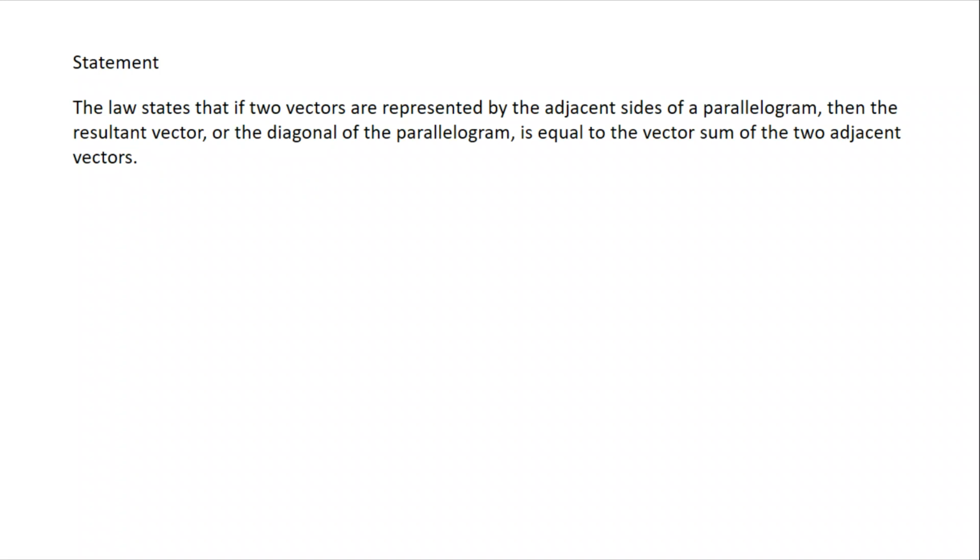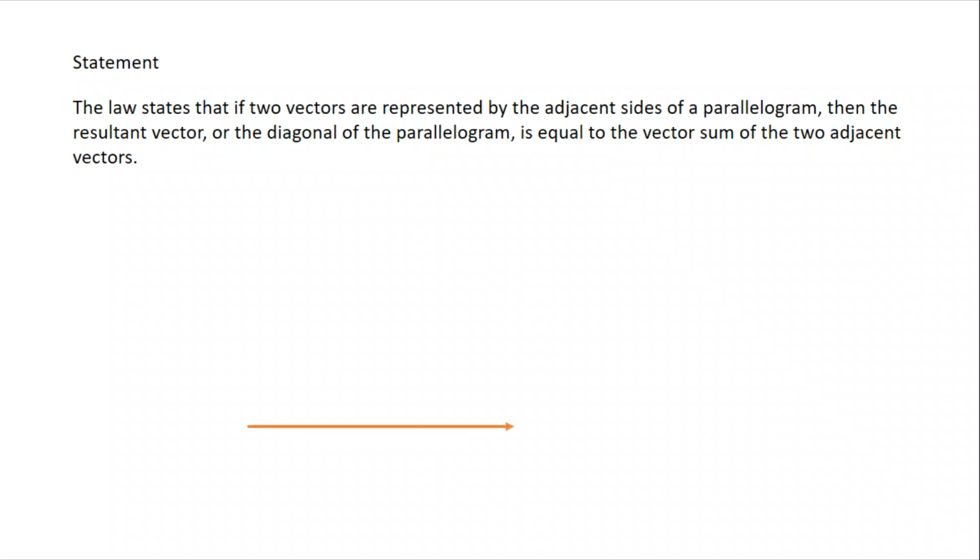The law states that if two vectors are represented by the adjacent sides of a parallelogram, then the resultant vector, or the diagonal of the parallelogram, is equal to the vector sum of the two adjacent vectors. So we will see here with the help of a diagram the two vectors represented by the adjacent sides.